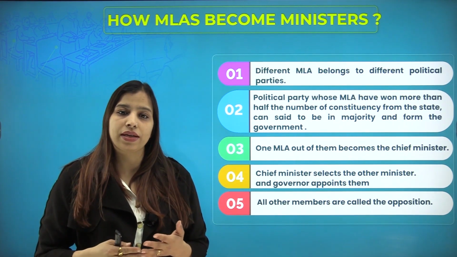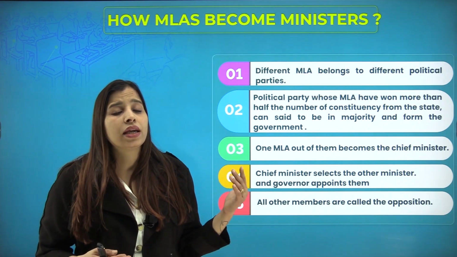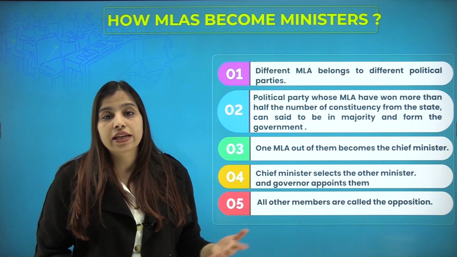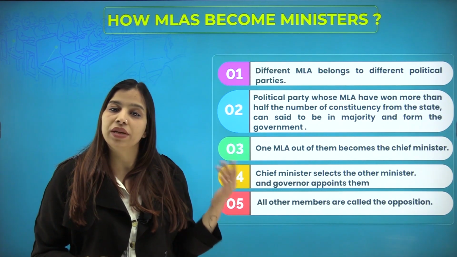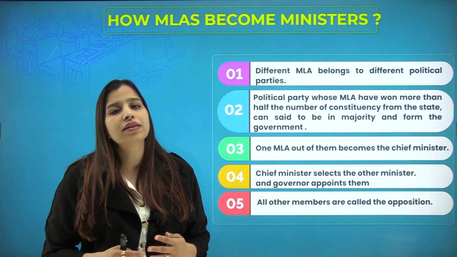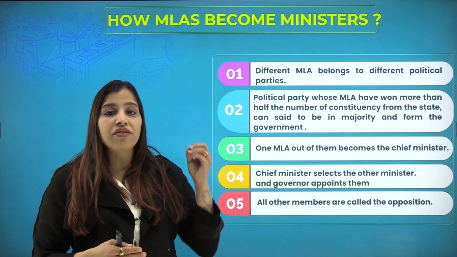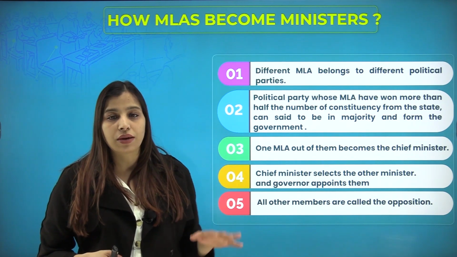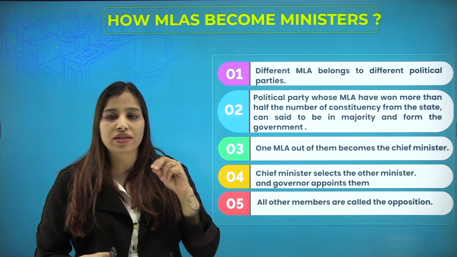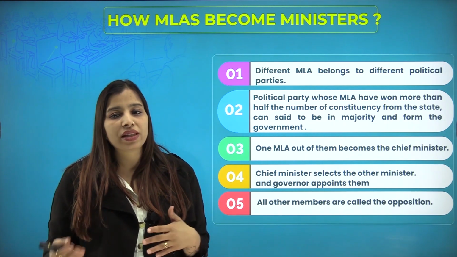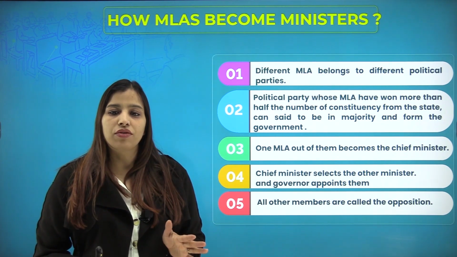Now, what is the process by which an MLA becomes a minister? Different MLAs belong to different political parties. Like some of them may just want to get the ticket from the Congress party, some from BJP, some from the AAP party. That is totally their discretion. Then the political party whose MLAs have won more than half of the constituencies can be said to be in the majority and forms the government.